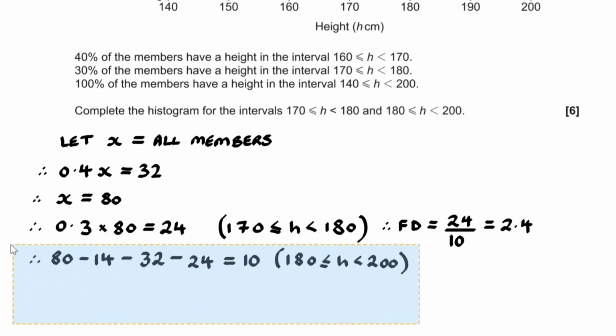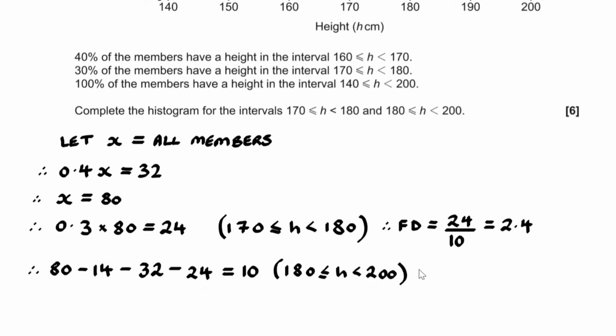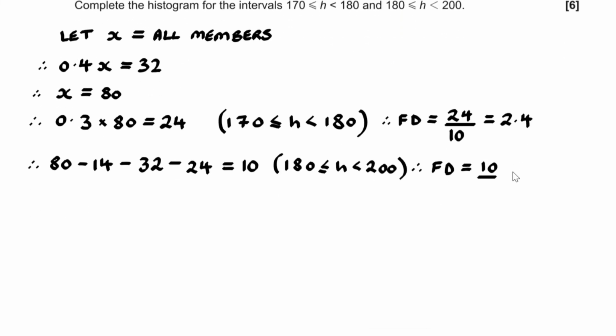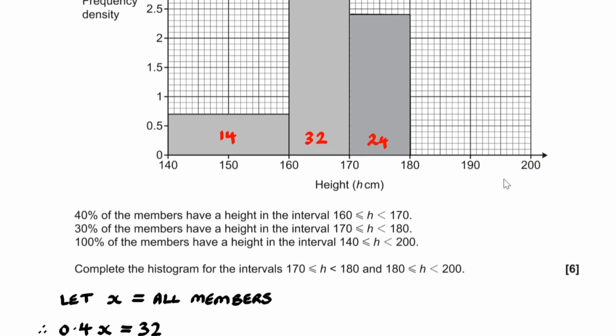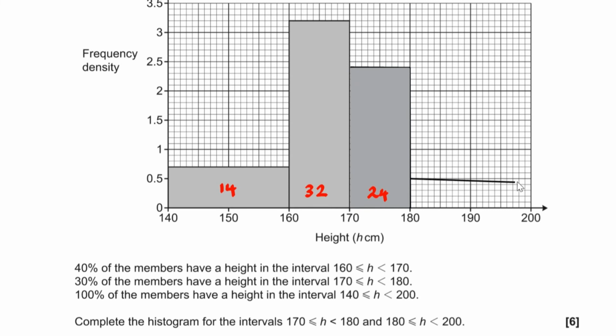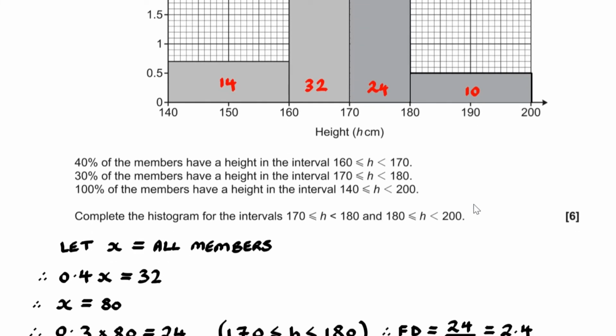And what we can do in this situation then is work out the corresponding frequency density. The frequency density is equal to the frequency 10 divided by the class width of 20. So we get 0.5. So if I draw a line going across and then a line going down, what you can see here is our completed histogram. We've got 10 people over here. So this is our completed histogram.